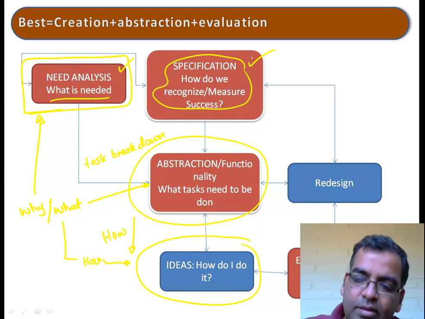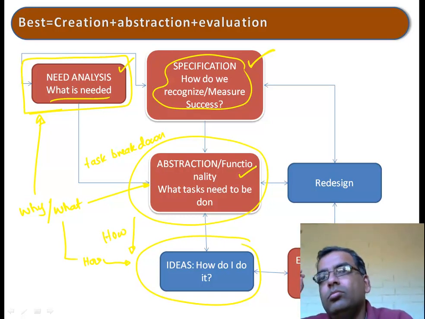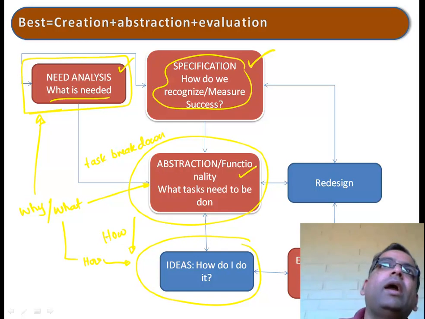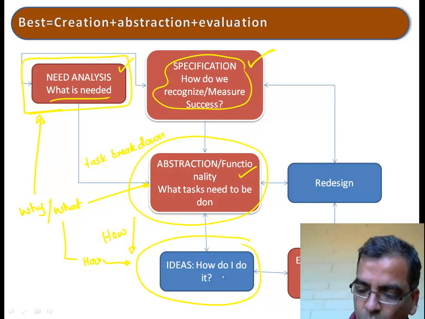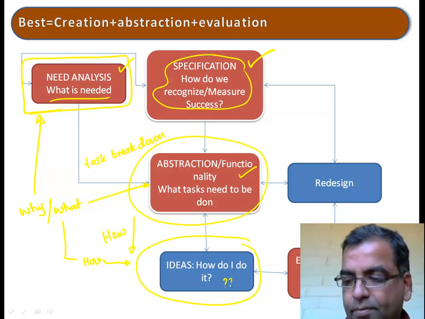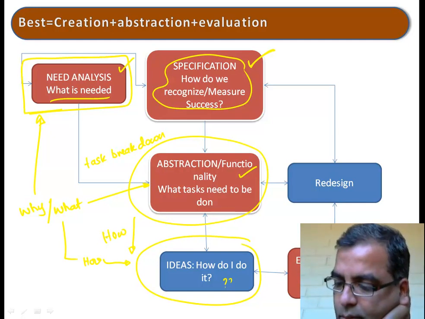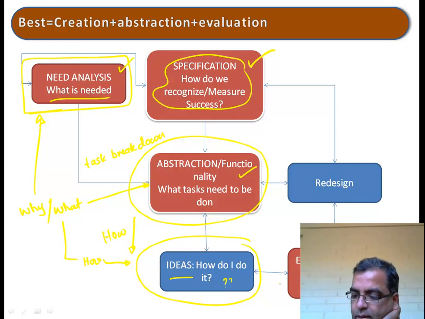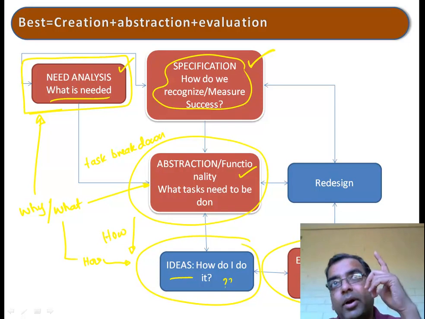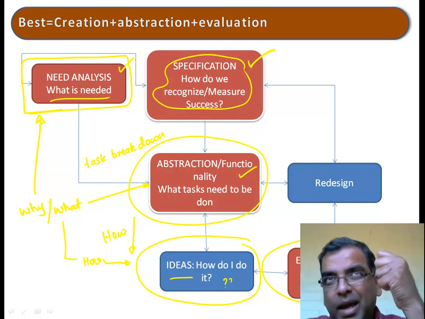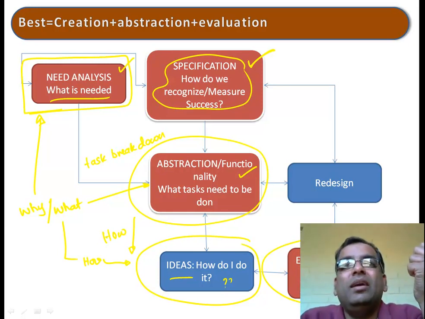Okay, so we do need analysis, then we do specification, then we get into this business about what you need to do. And then I say, okay, I will teach you this, and then you have to do a homework, and then you say, how do I do the homework? Once you figured out how to do it, then I come and I do an evaluation. The point for you to think about is, when you get back the sheet, I want you to understand that grading of a homework or grading of these things is not judgment, it is feedback.